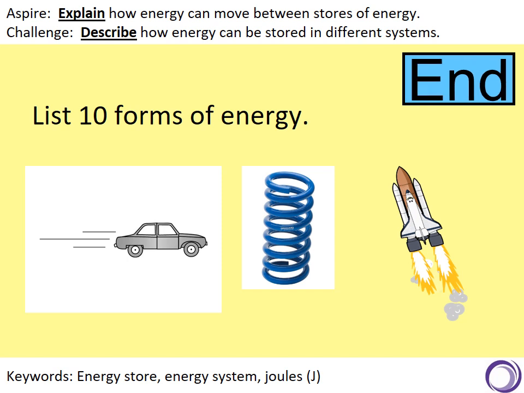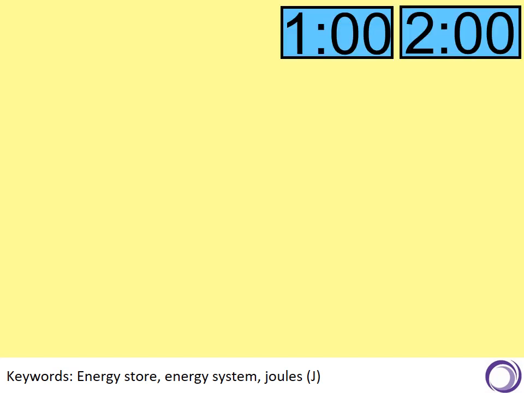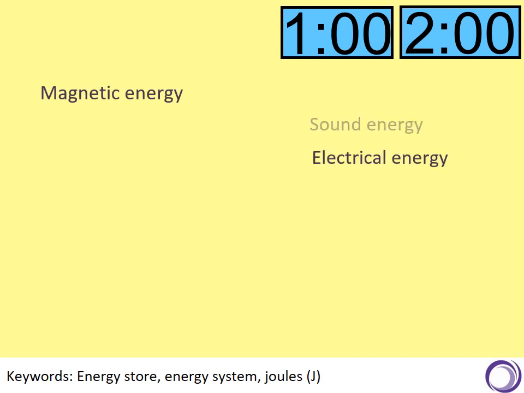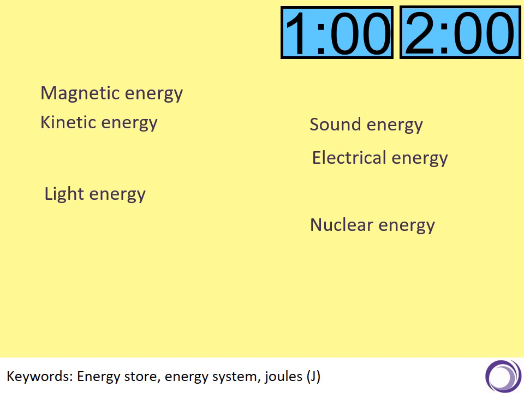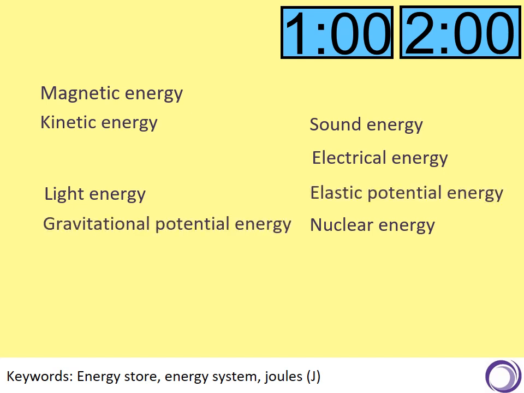Right, so give yourself 1 mark for each one that you get right. These aren't in any particular order. It's got magnetic energy, electrical energy, sound energy, nuclear energy, light energy, kinetic energy, gravitational potential energy, elastic potential energy, chemical energy, and thermal energy.